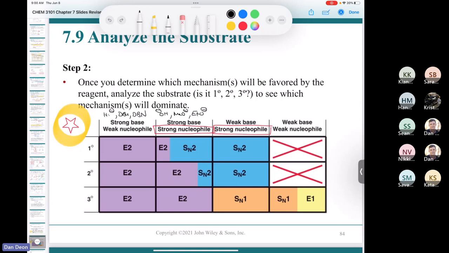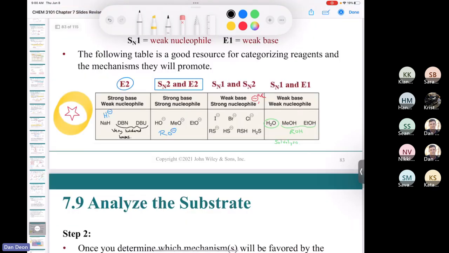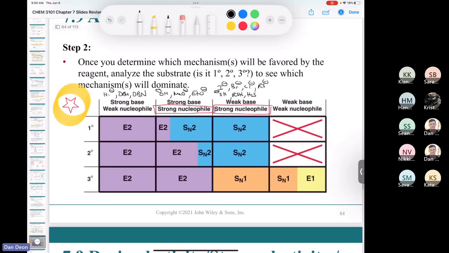Then if you have a weak base, strong nucleophile, I don't want to pencil all these in, but that's like iodide, bromide, chloride. It was the thiolate, the hydrosulfide. It was the thiol. It was the H2S. Okay. Was there any others that they put in there? No, that was all of them. I penciled them all in.